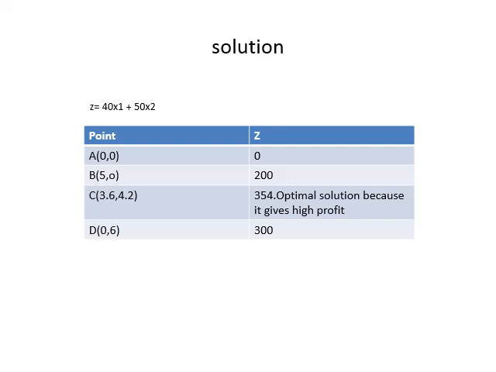If the case is minimization, we will choose point B. Point A indicates that there is no production, which is nonsense. The lowest cost in case of minimization is 200.